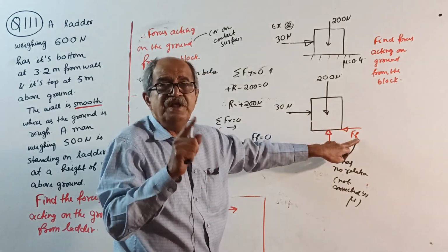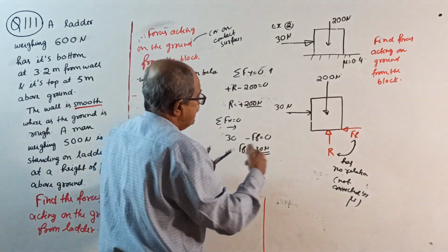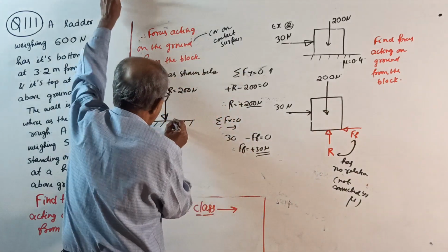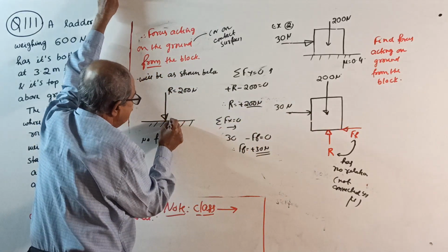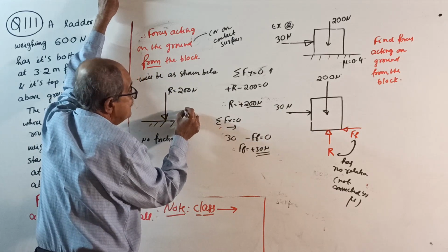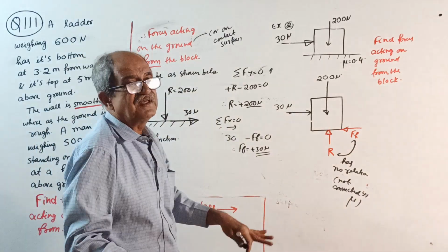See, this is also a reaction for the block. If the reaction for the block is 30 Newton to the left side, that means this block will rub the surface this way by how much? 30 Newton. That is this force only. Correct. That is the answer.